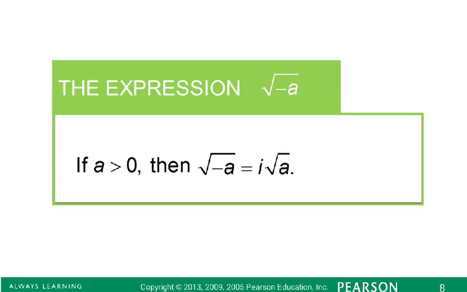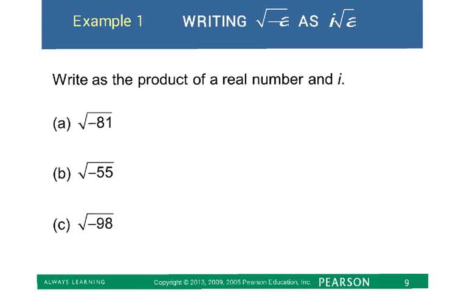The expression square root of negative a, if a is greater than 0, then the square root of negative a is equal to i, we're just going to change it to i square root of a. Okay, so that's going to go along with our first example that we end up doing, like these here. Before you take the square root of anything, if there is a negative inside that radical, the first step we're going to do is just take the negative away and put an i in front of the square root. So let's do that with this first one.